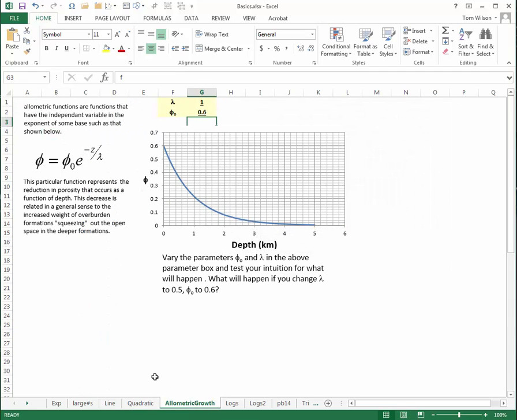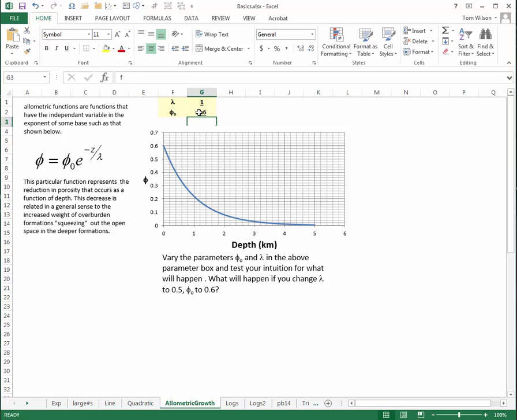Okay, allometric growth. This is something else that you should be familiar with. We should probably refer to this as exponential growth or exponential decay. It just depends on the sign of the exponent here. The porosity-depth relationship has a negative exponent, and that's because the porosity decreases from some maximum value, and it kind of converges asymptotically towards 0 depending on compaction and rock lithology and structure.